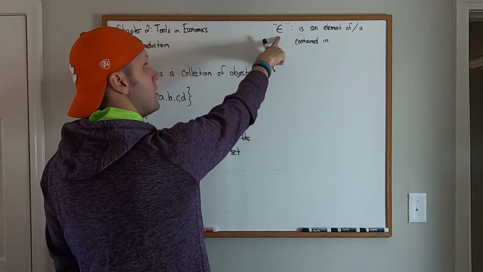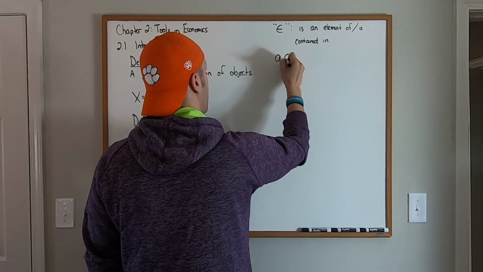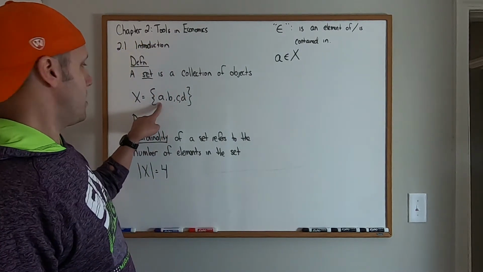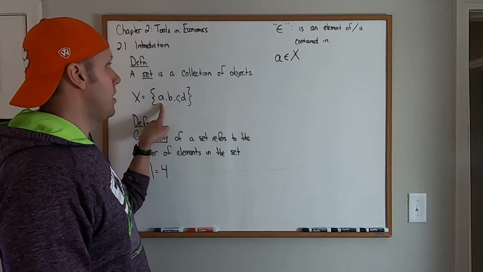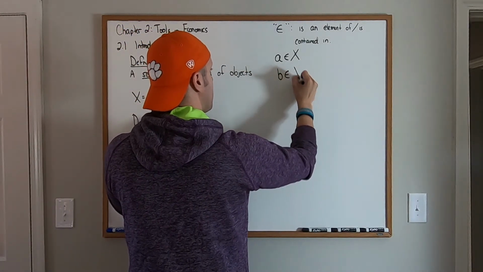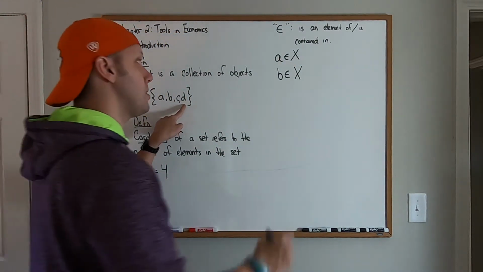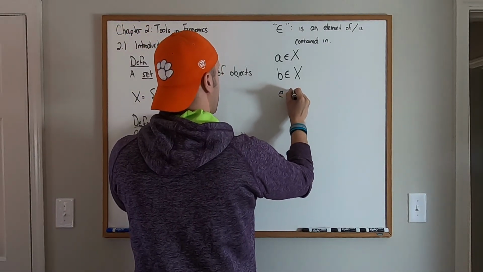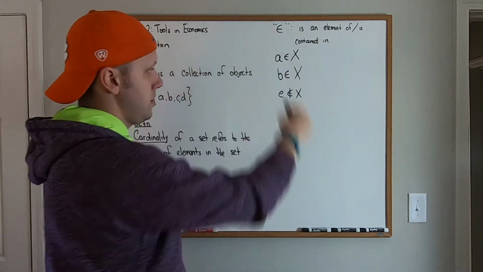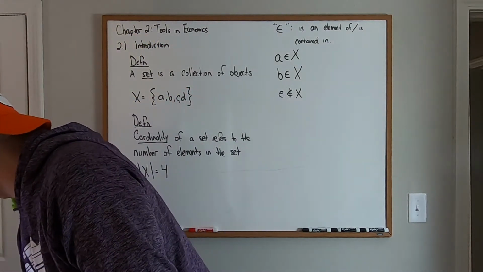This symbol here, this little epsilon, means is an element of or is contained in. For example, you can say A is contained in the set X, because if I look at the set X here, you can see A is right here. I can do the same thing for B. B would be contained in X. If I want to say B is an element of X, I would write that. So I've got A, B, C, and D inside this set X. Well, E is not an element of X, so I would use this epsilon with a slash through it to indicate this is not contained within the set X.